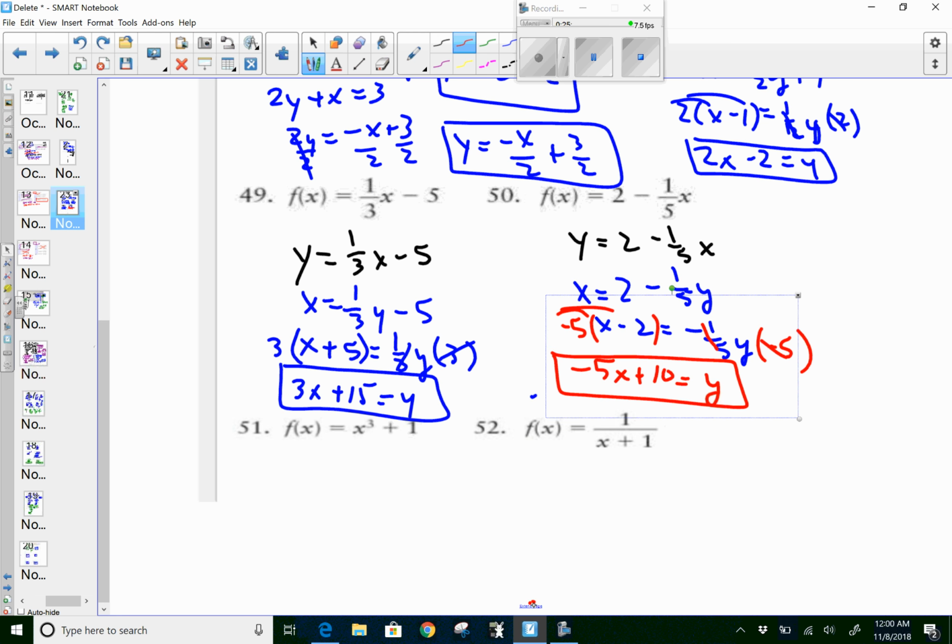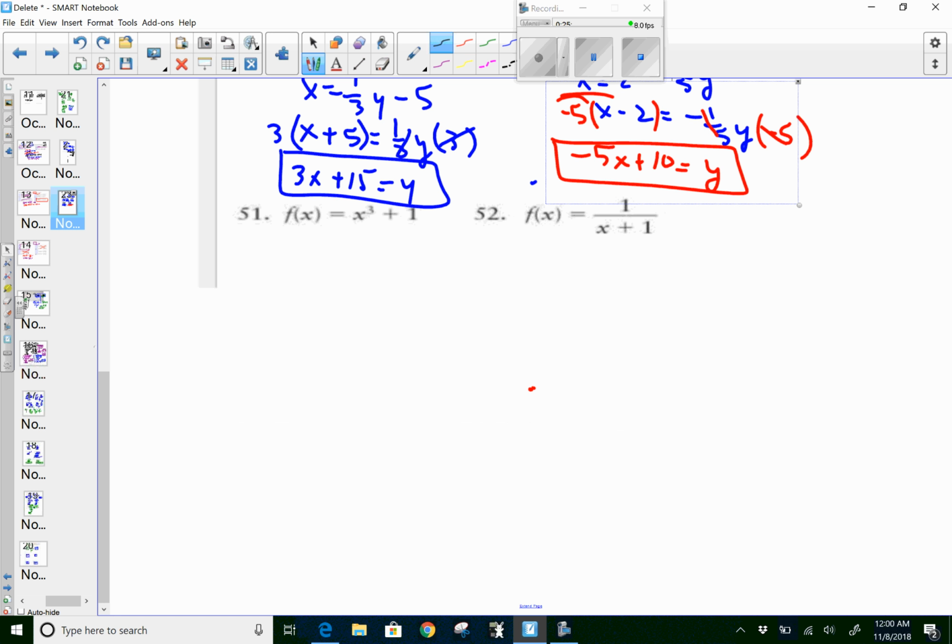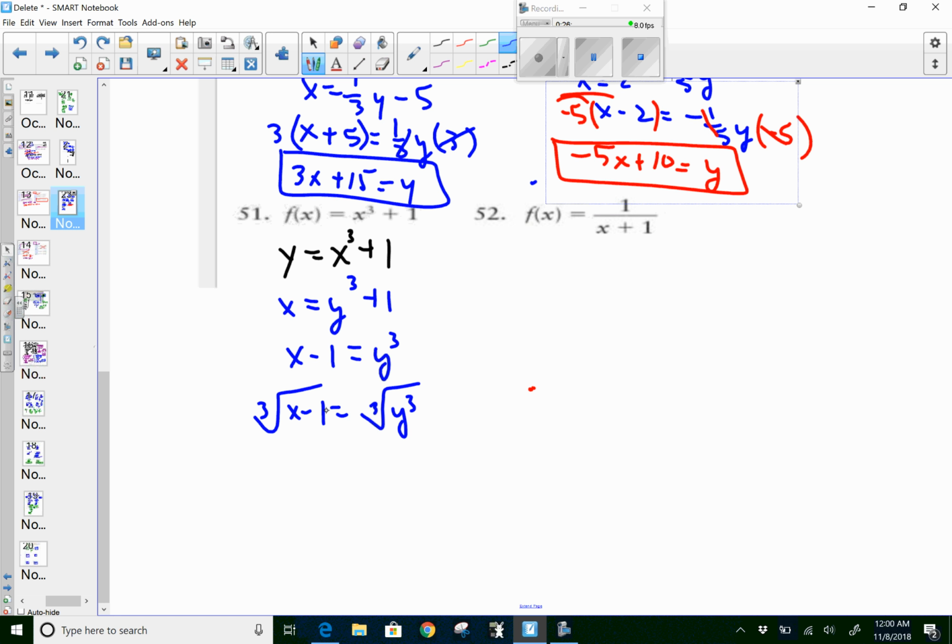Oh, now almost done. All right. So y equals x cubed plus 1. Switch, and it becomes x is equal to y cubed plus 1. And then I want to get the y by itself, so subtract 1 from both sides. The opposite of cube is cube root. So we're going to cube root both sides. Cube root both sides. X minus 1. So the cube and the cube root cancel each other out. So we're left with y is equal to the cube root of x minus 1.